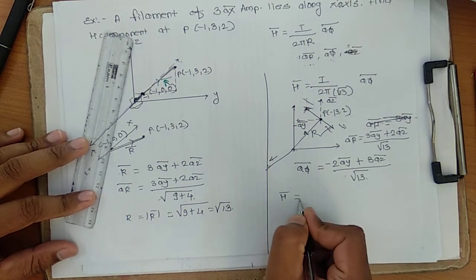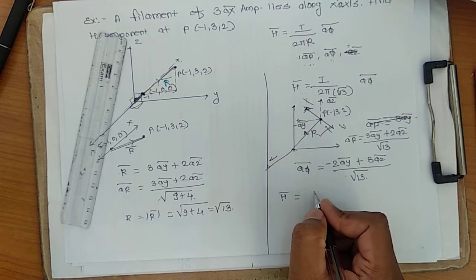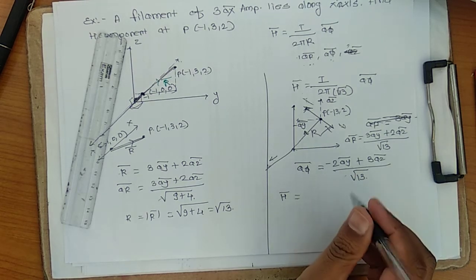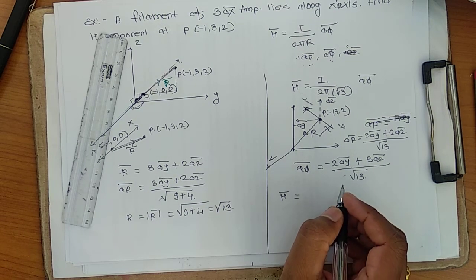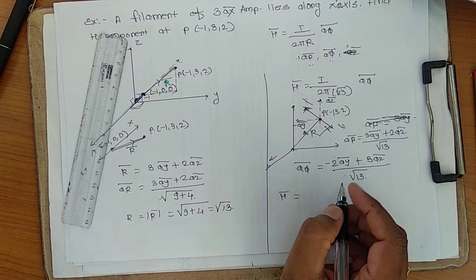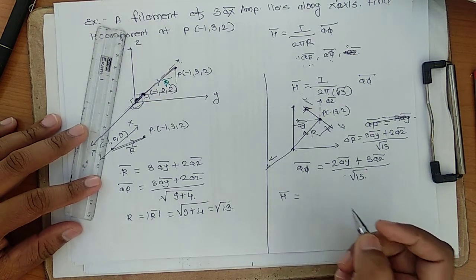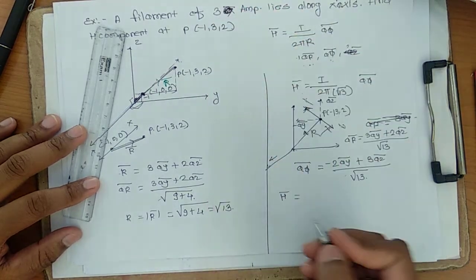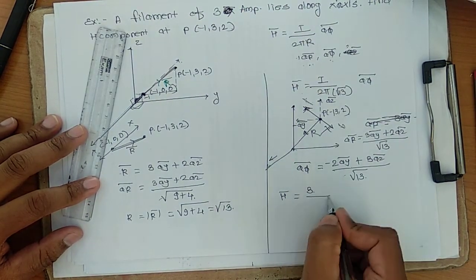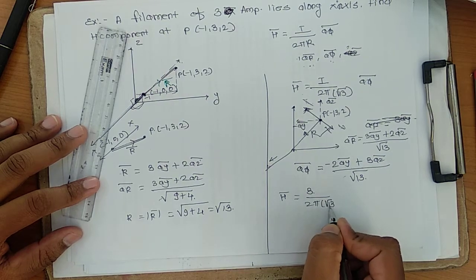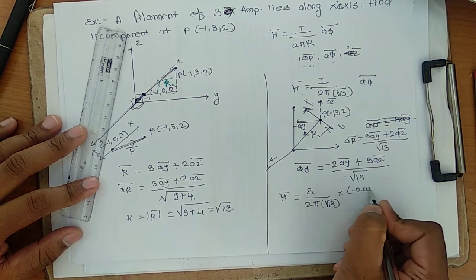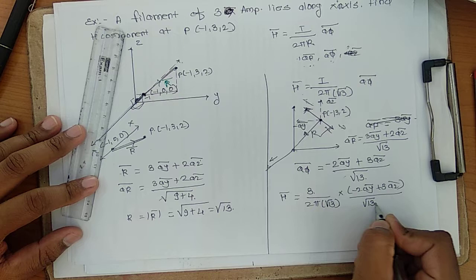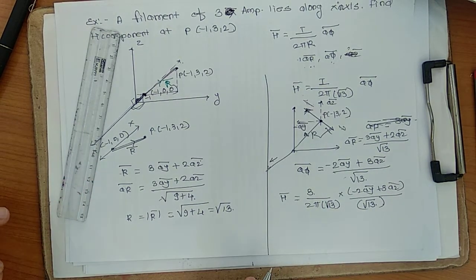Now for this H bar, how much I have they given? No, it is wrong. It is 3 ampere. They have given 3 ampere. So 3, then 2 pi root of 13, and A phi bar is minus 2 AY bar plus 3 AZ bar over root of 13.